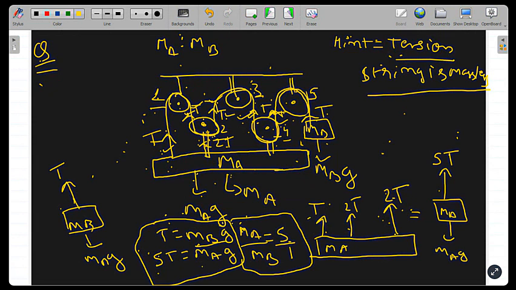I hope you understood. The main thing in this question was that you have to understand how the tension is acting, and why the tension is the same. The tension is the same because the string is massless. The total tension which is holding the mass A block is 5T. How 5T? I've explained. And the total tension which is holding the B block is only 1T. So the ratio will be 5:1.